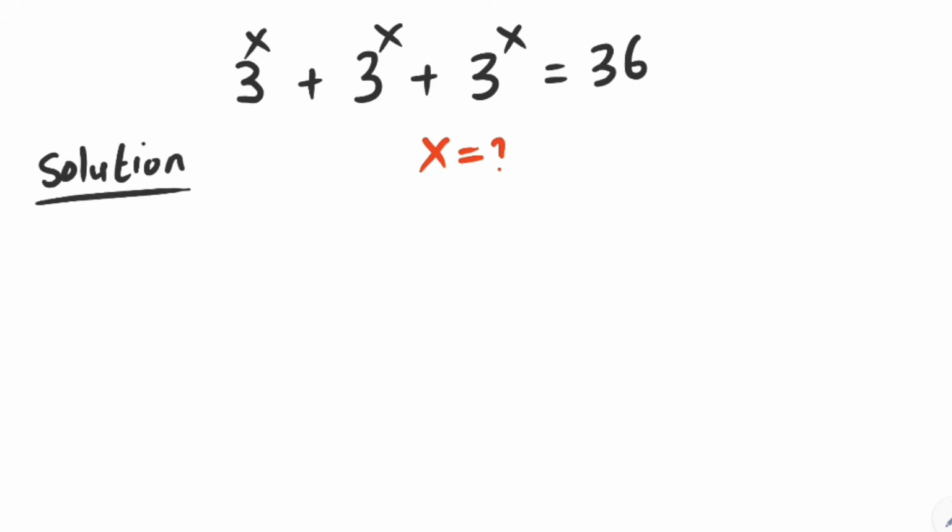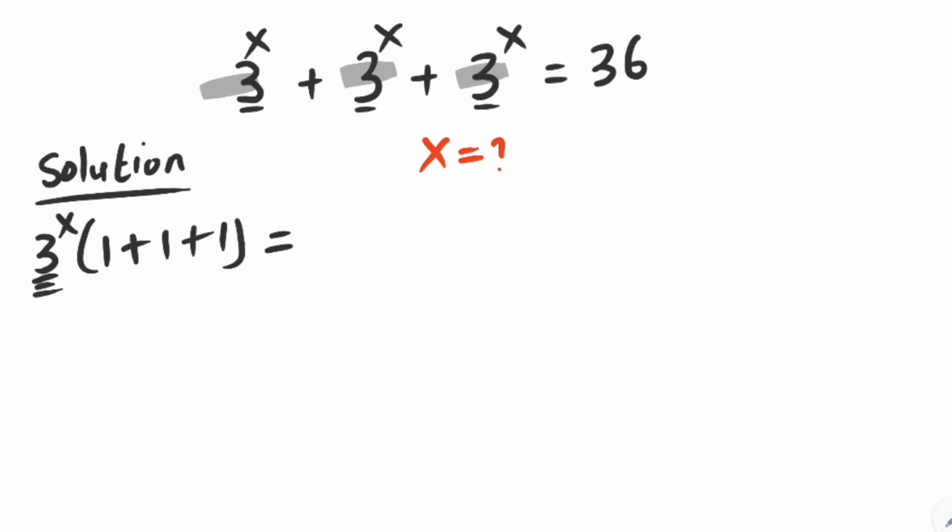And so you can see that we have here 3 raised to power x, 3 raised to power x, and 3 raised to power x. 3 raised to power x is common. Let's bring it out. We have 3 raised to power x bracket 1 plus 1 plus 1, that is 3, is equal to 36.